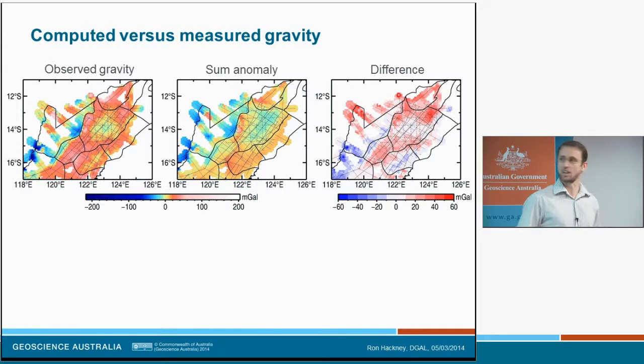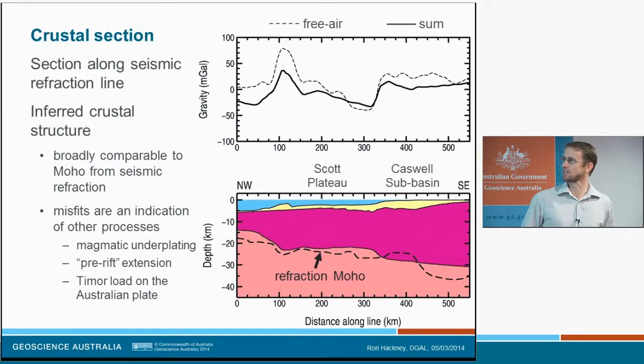And you might think at first glance, they're not very similar, but you can see the low here that's associated with the Caswell sub-basin. And we can look at the difference here, and we can again argue about how good the fit is here. But generally it's not too bad a fit. The other thing we can do, of course, is compare our results to independent observations. And it happens that we have one refraction profile which crosses the Browse Basin up in here. And we can look at that profile, compare the gravity and the crustal structure that we get. And that's what's shown in the next slide here.